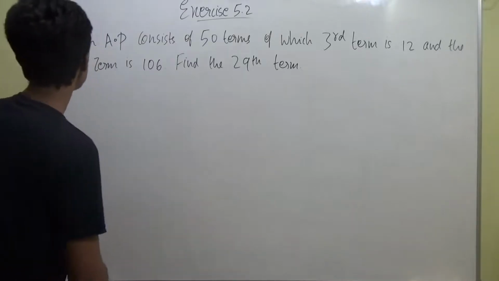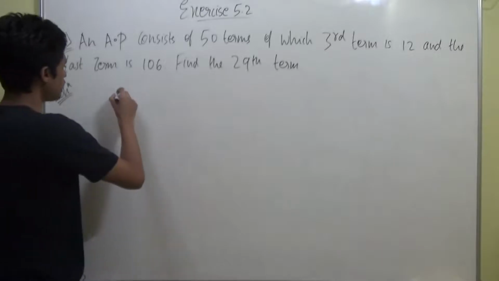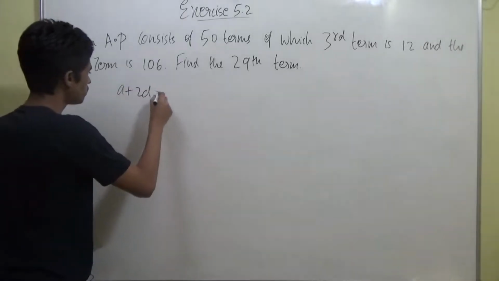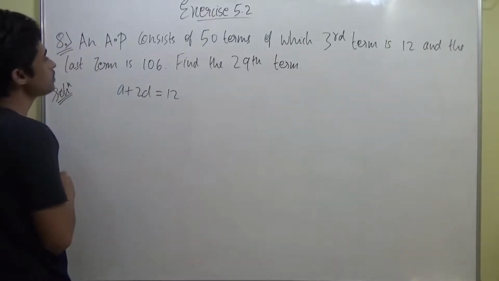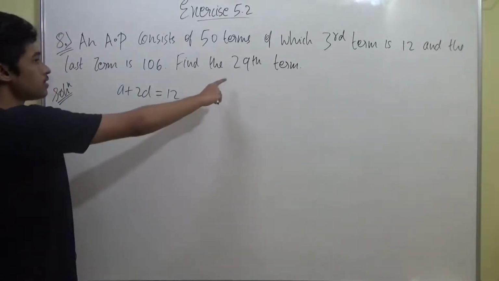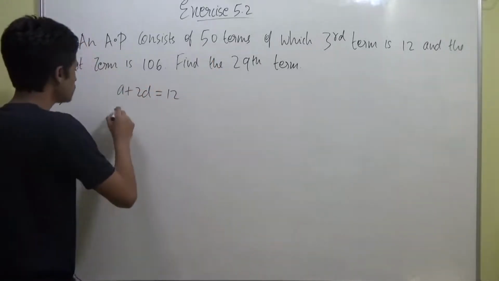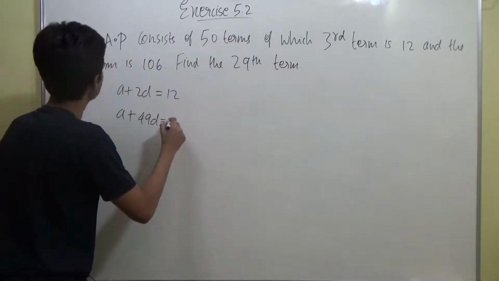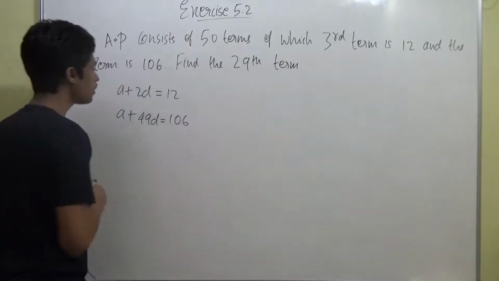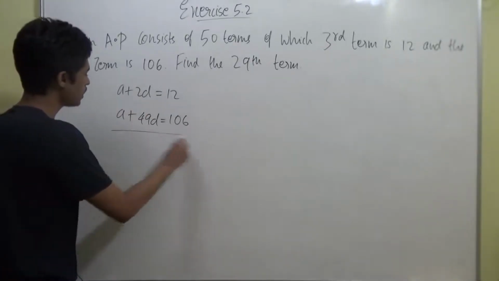So for that, first we'll do for the first condition, which says the third term is 12, which means a plus 2d is 12, because the third term is a plus 2d, right? And the last term, they're saying there are how many terms? 50 terms, which means the last term is the 50th term, which means a plus 49d, right, equal to 106. Now we have to find the value of d, guys. So let's go ahead. This is a pair of linear equations in two variables.